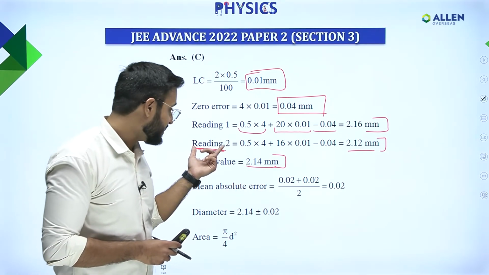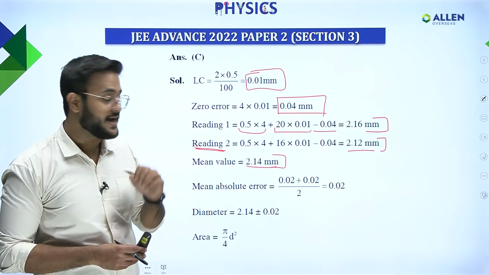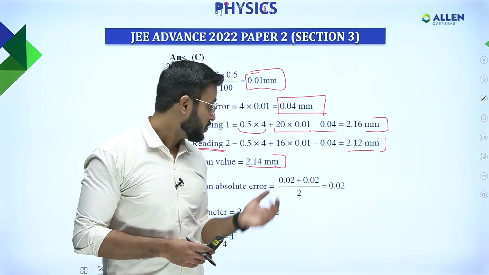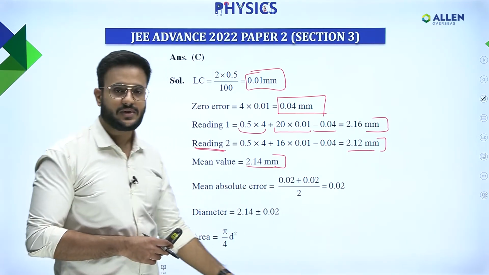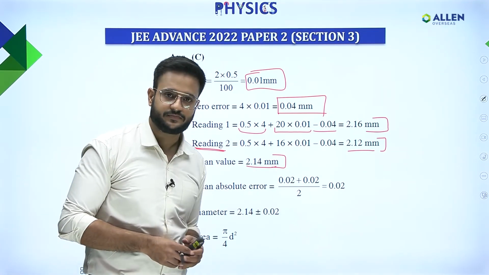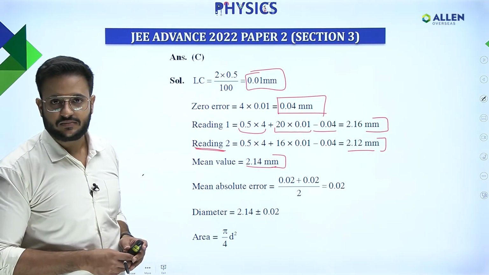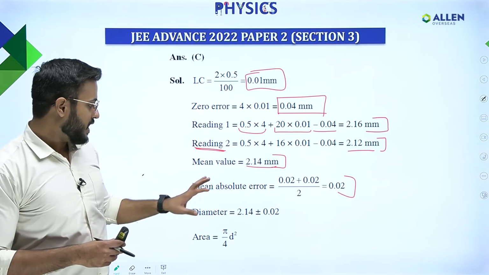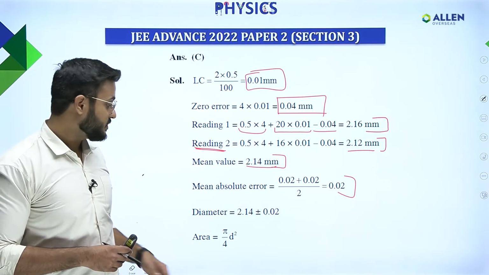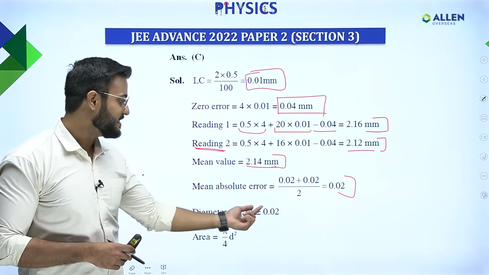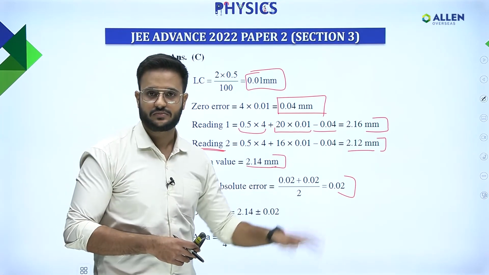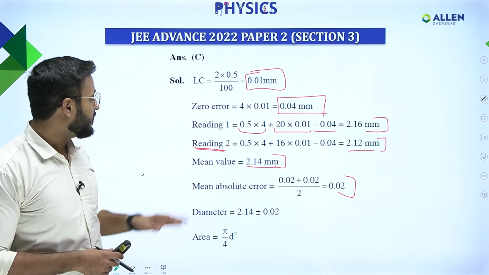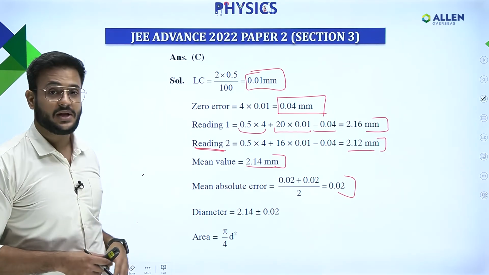Similarly, error in reading number 2 would be this reading minus this reading, 2.14 minus 2.12, and that will again come out as 0.02. And we will take the average of that, and we will get 0.02. So our final answer would be the true value, 2.14, plus minus the error, 0.02. This was a very simple question. So what would be the correct option? C would be the correct option.